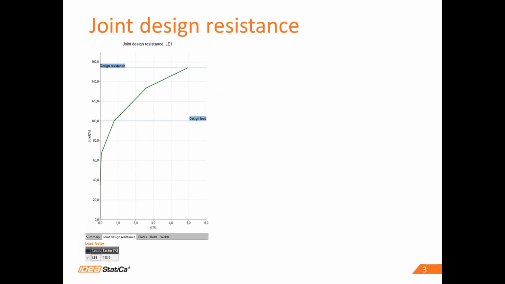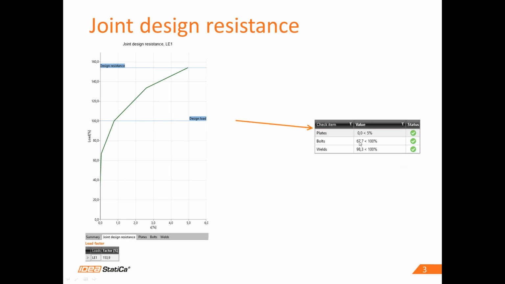A structural engineer usually designs a connection to a known design load and receives some results, such as the utilization ratio for each of the components. But it is also useful to know how far your design is from the limit state. In other words, how big the reserve in the design is and how safe it is. So how does it work?